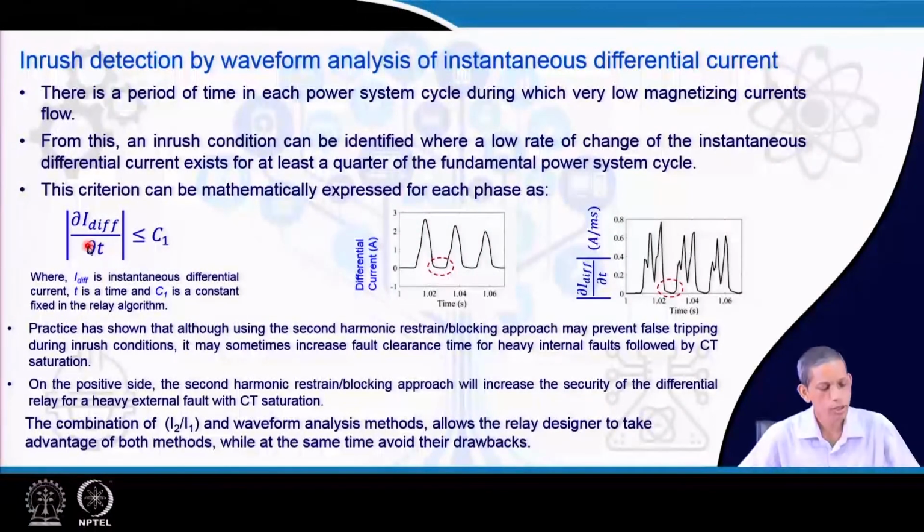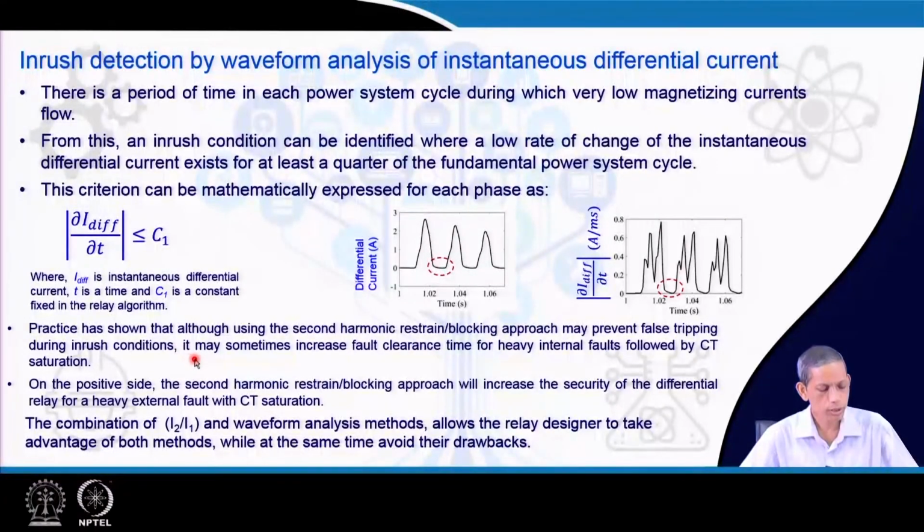The derivative of the differential current becomes smaller than the threshold. Then we know that at some patches the inrush can be detected from there. This is a period of time during which the system goes through a small value, and that can be detected by this principle of operation.